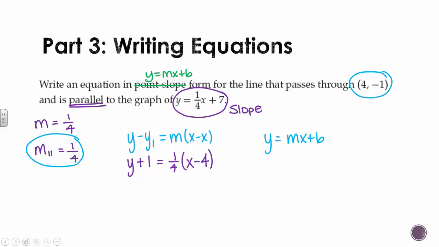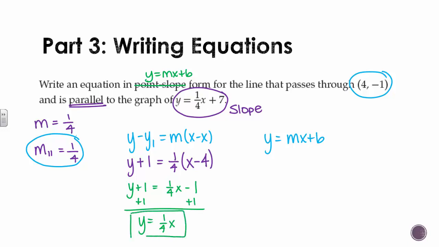Now let's not leave it like this. Let's put it in y = mx + b form. So we got to distribute. So you get 1/4 x minus 1. And then if I add 1 to both sides, I get 1/4 x + 0, or just 1/4 x. And then double check. These two lines would be parallel to each other because they have the same slope. You can also type this into Desmos and make sure that they are the same.